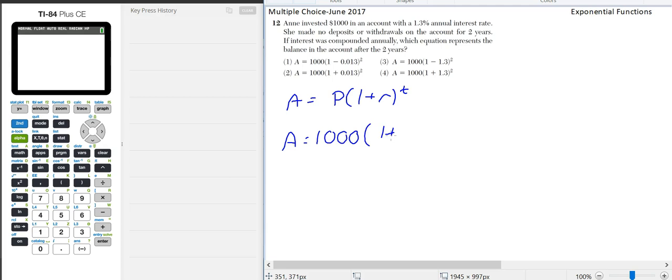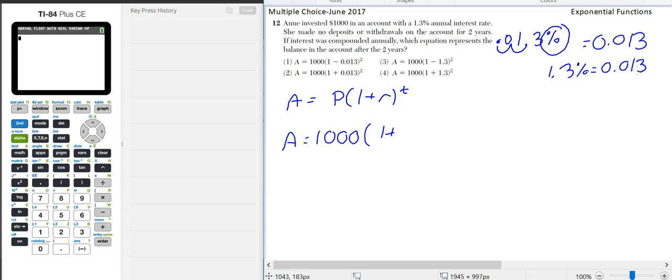Times 1 plus the rate. Now this is tricky because it looks like it's already a decimal, 1.3%, but we don't want to have this percent symbol. To get rid of the percent symbol, we have to convert it to a real decimal by moving the decimal place 2 places to the left, and we're left with 0.013. So 1.3% is equal to 0.013, and we're going to plug that in. To the t, the amount of time they tell us is 2 years.